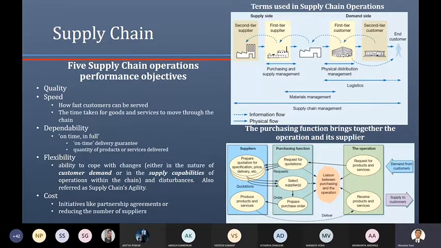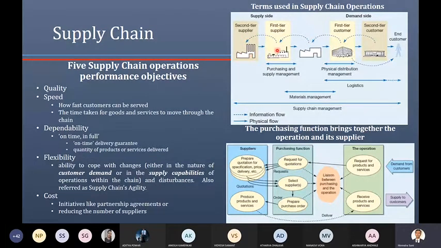We'll just finish this slide and close. Okay, so the terminologies which are actually involved here are supply side of supply chain and demand side of the supply chain. So if you observe here, this is your manufacturer, this is your supplier side.